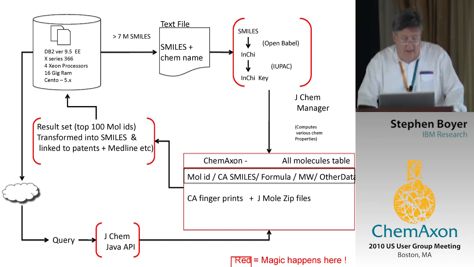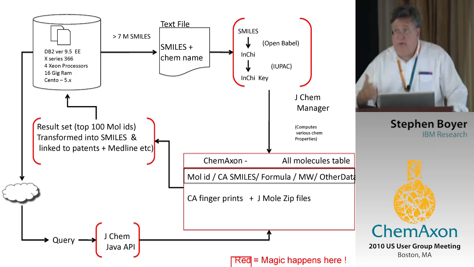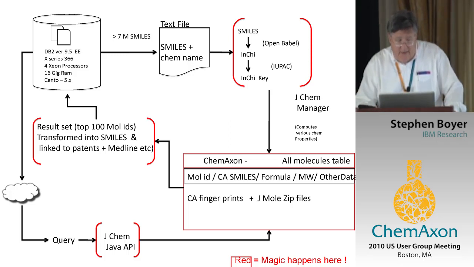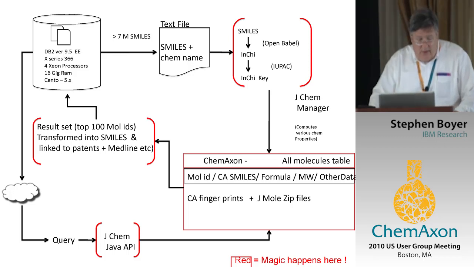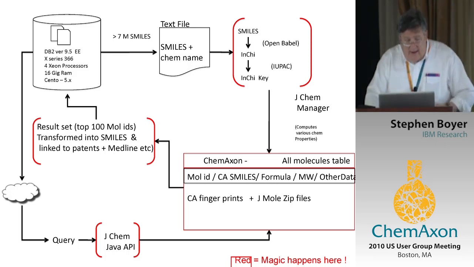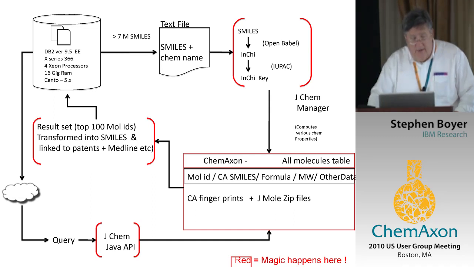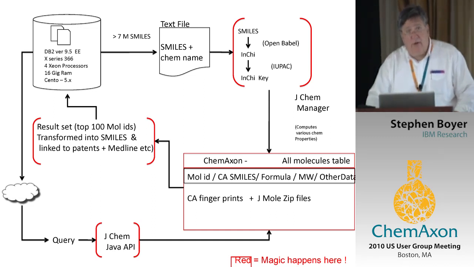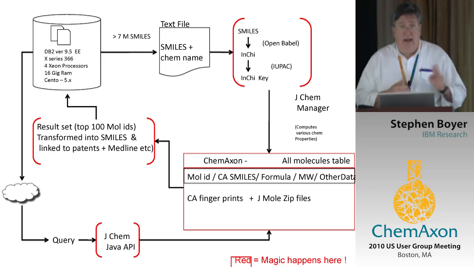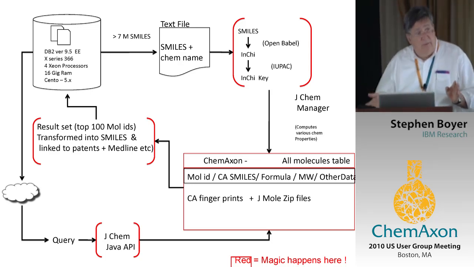It goes through a Java API in JChem and basically does the searching, which you've all seen earlier today, and enables us to provide a hit list. We filter this result. We take the top 100 molecule IDs. They're transformed back into SMILES, and then it goes into the database where all the data is linked between the patent corpus and the Medline corpus.